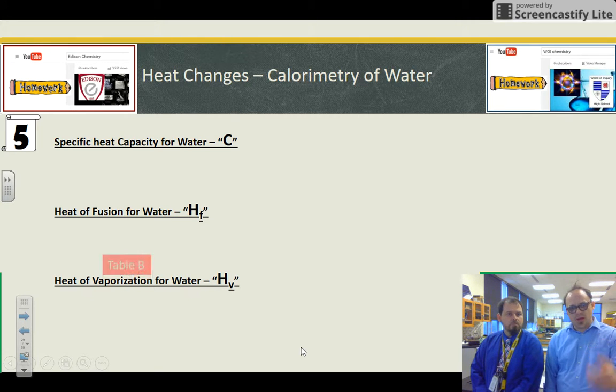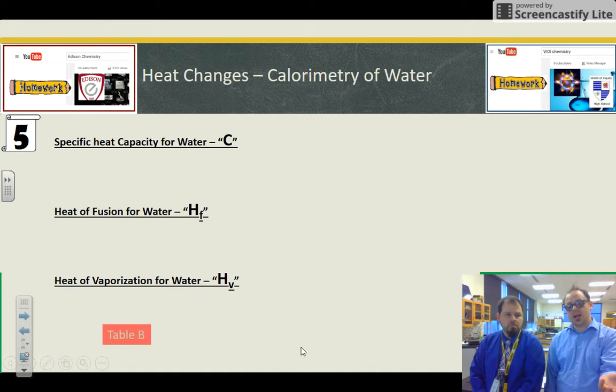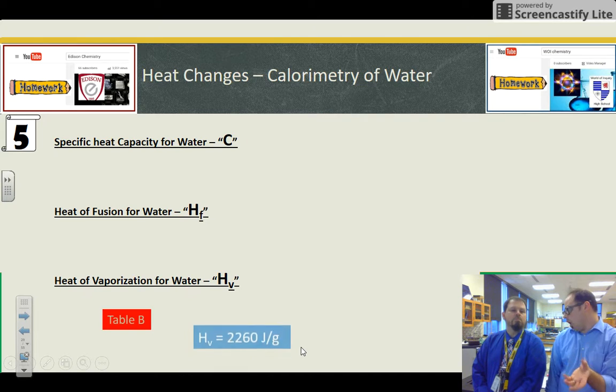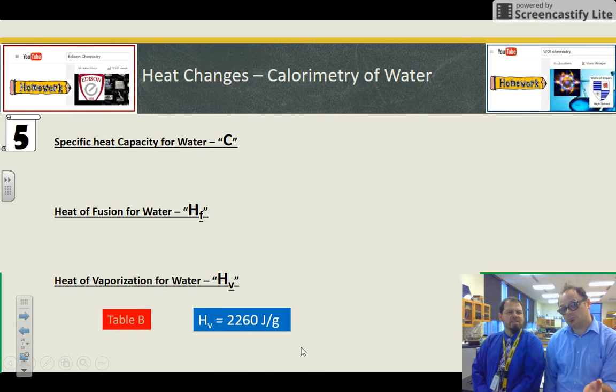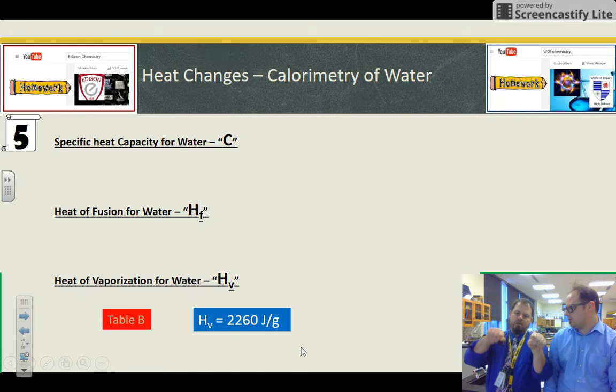Let's show that next one, too. H sub f has a value which is not nearly as high as H sub v, which means it takes less energy to melt water than it does to boil it. That makes sense because the molecules are much closer when they go from solid to liquid versus liquid to gas, where they're much farther apart. It takes a lot of energy to boil water.